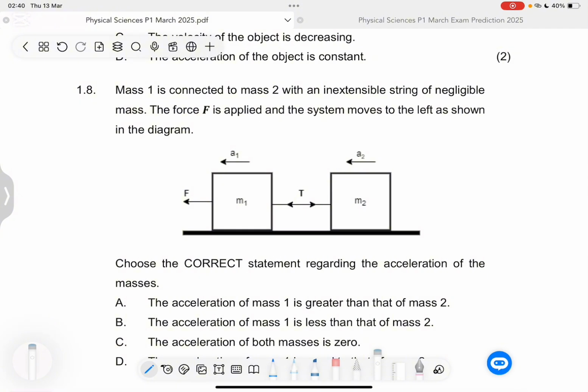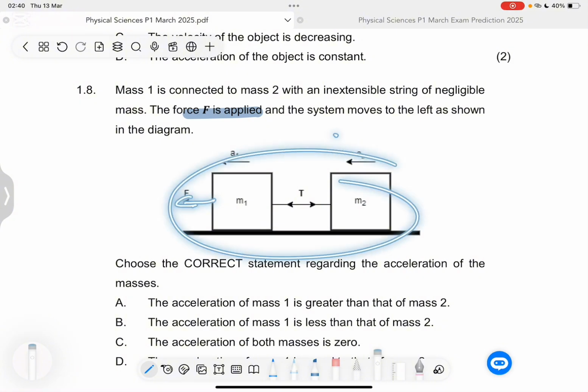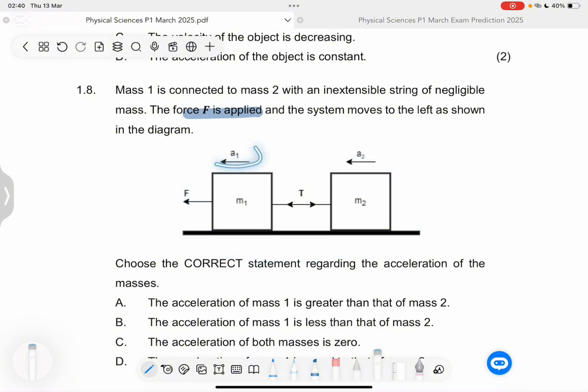Now they further say here that the net force F is applied. This is this force here, and the system moves to the left as shown below. Now when we apply this force, the system begins to move and it goes to the left. That's why we have acceleration a1, which is the acceleration of the first object, and acceleration a2, which is the acceleration of the second object.